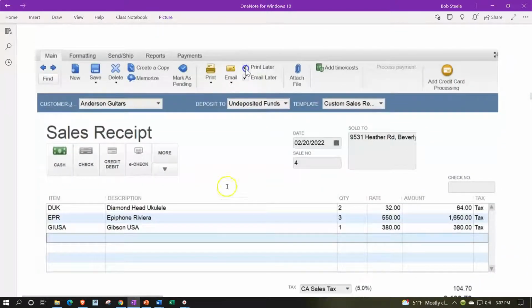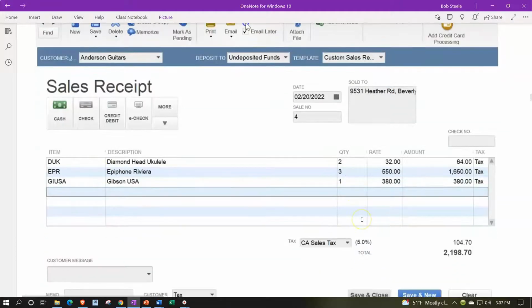Now we're making another sales receipt, this one for Anderson Guitars, and this one's going to be a ukulele, an Epiphone Riviera, and a Gibson USA. Quantities here, what's this going to do? It's going to be increasing the undeposited funds by the total $2,198.70 because we actually received the payment at the point in time we made the sale.